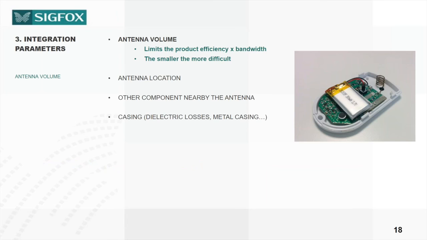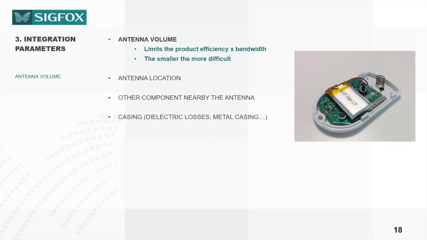So the first parameter that is important is the volume you allocate to the antenna. You have to know that the antenna volume limits the product efficiency times bandwidth. So if you don't allocate enough volume for your antenna, then you will have a reduction in terms of efficiency or bandwidth, and maybe even on both parameters.